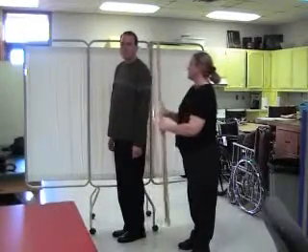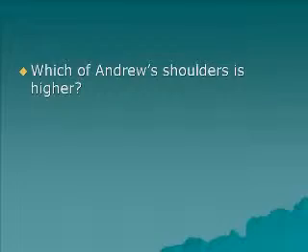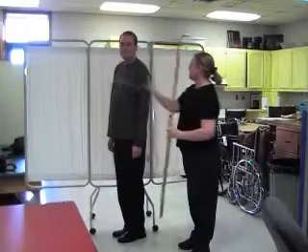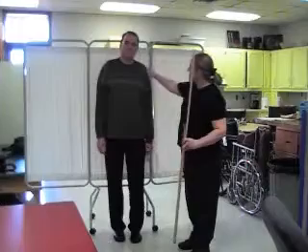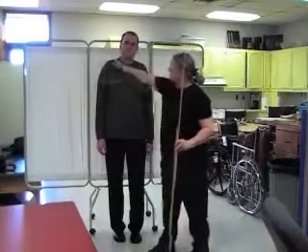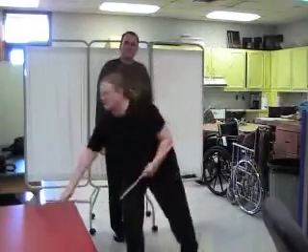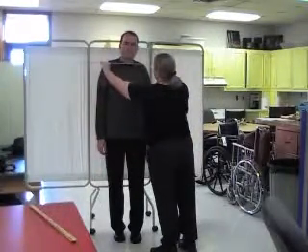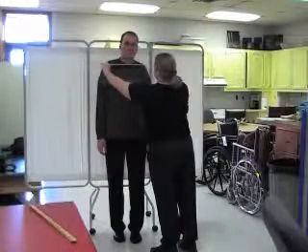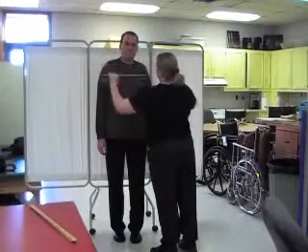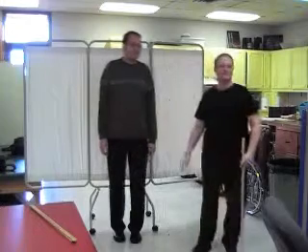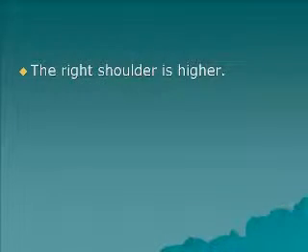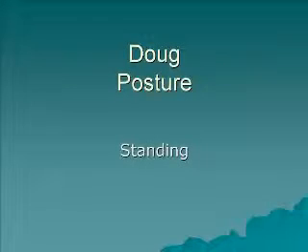And you also... Which of Andrew's shoulders is higher? You want to turn and face forward. You also want to look to see if one shoulder is higher than the other. A good way to look at that is to put a yardstick level and see if one shoulder is higher than the other. When Andrew is facing forward, his right shoulder is higher. The next video will look at Doug's standing posture.